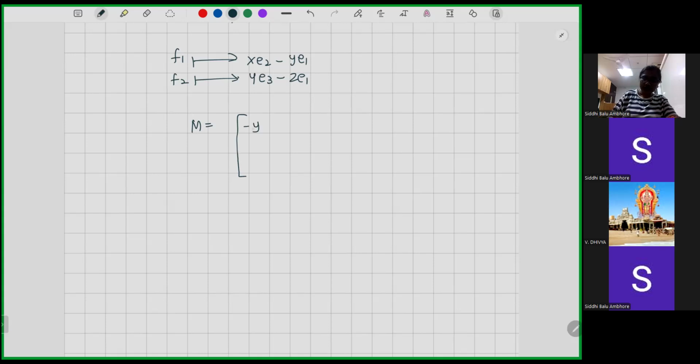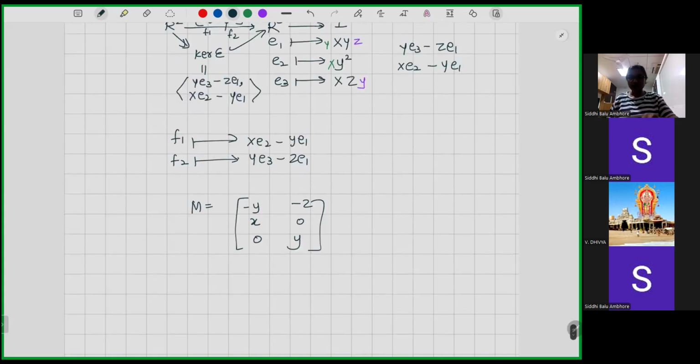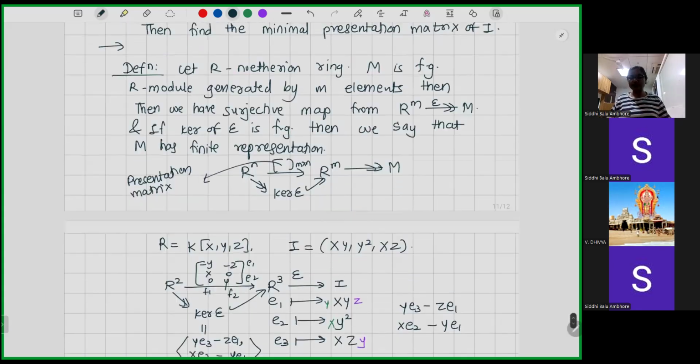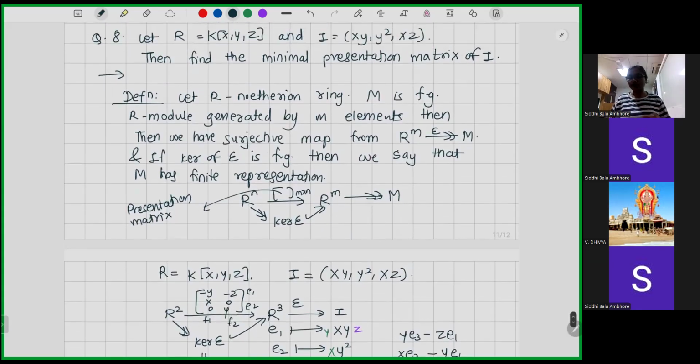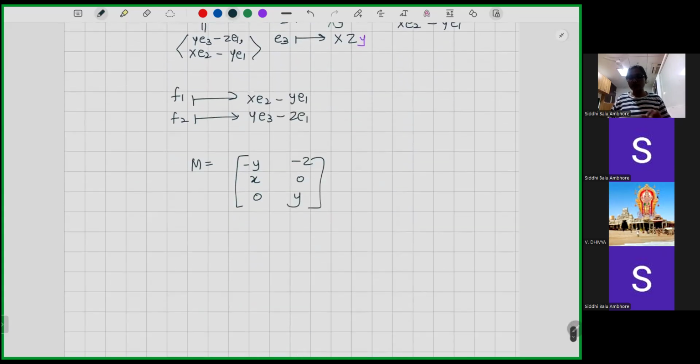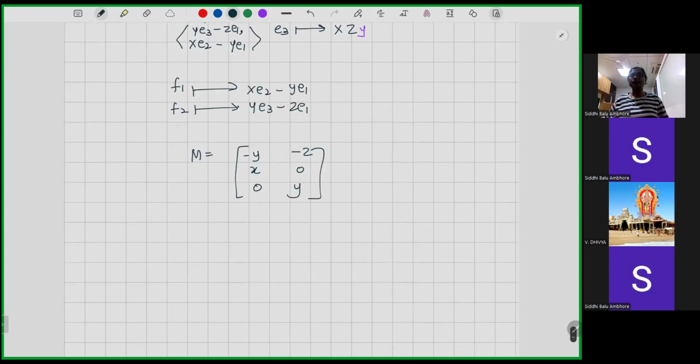This is minus y, x, 0, minus z, 0 and y. Okay, so this is the presentation matrix which we wanted to find. Is this okay? How we obtained this?